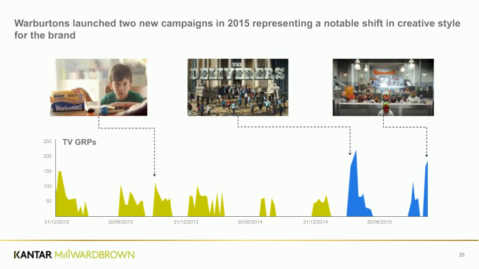So to give you the basic gist of the situation, Warburton's had been using a long-running campaign called Dear Jonathan, shown on the left-hand side here, with sweet, family-oriented creatives that focused on the traditional role that baked goods would play within the family. And they'd been using this campaign successfully with multiple executions over a 2-year period. So it was a successful campaign in its own right.